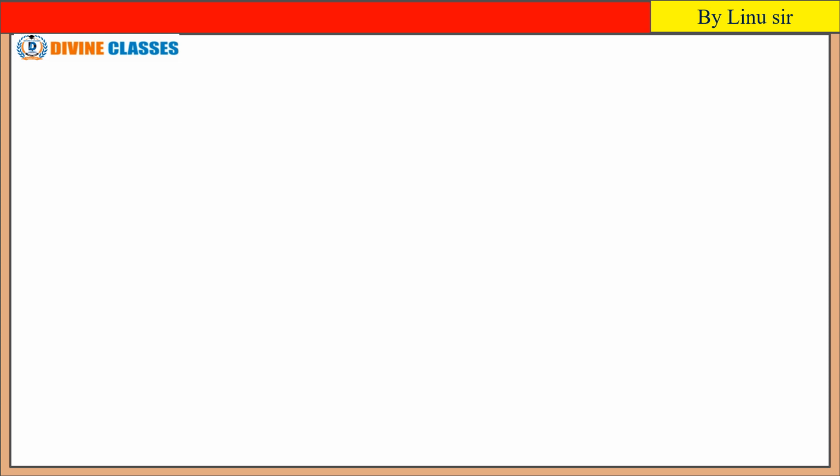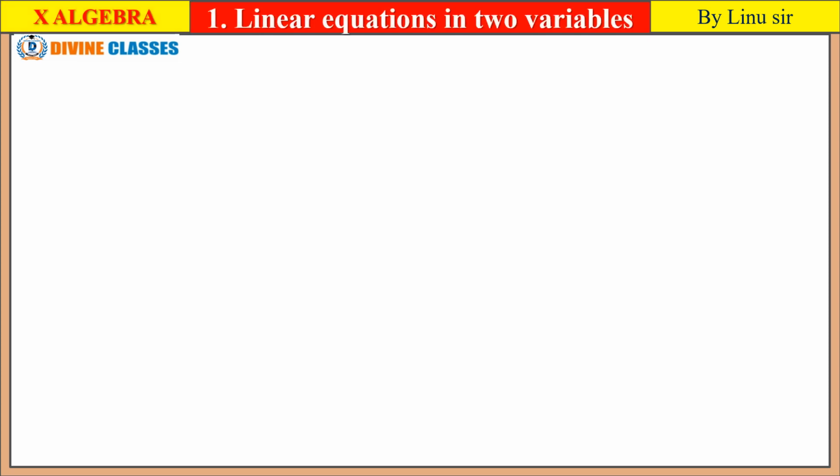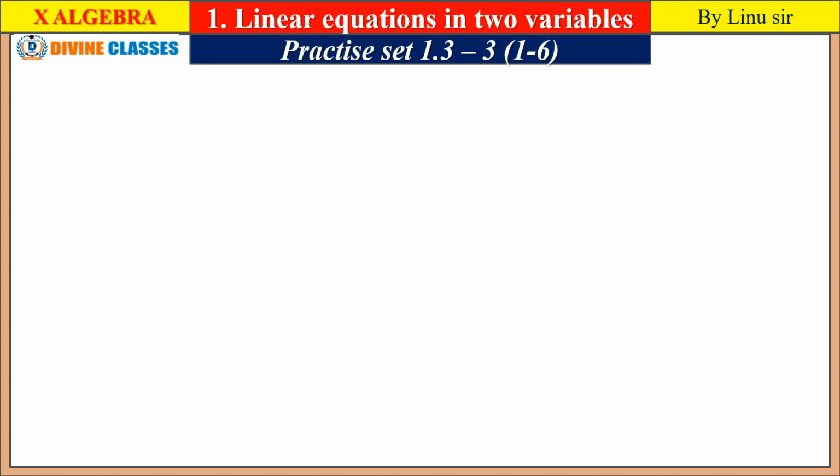10th Algebra, Chapter 1, Linear Equations in Two Variables, Practice Set 1.3, question number 3, from 1 to 6 questions. Now in this video, we'll be checking out question number 4, that is 6x minus 4y is equal to minus 12 and 8x minus 3y is equal to minus 2. So here the question is already in the form of ax plus by is equal to c.